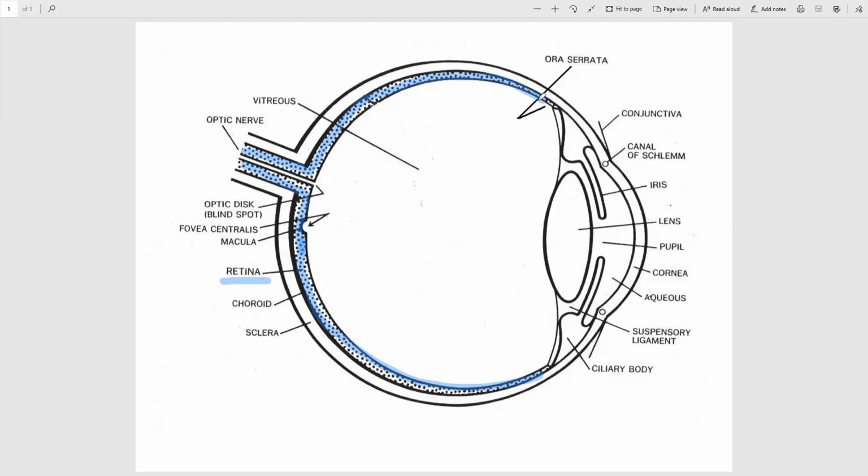The retina is the inner lining of the back chamber of the eye, which contains the photoreceptors, which are the rods and cones that receive light rays and convert these light rays into electrical impulses, which are relayed to the brain via the optic nerve. So enter here, retina, out the optic nerve, on to the brain.